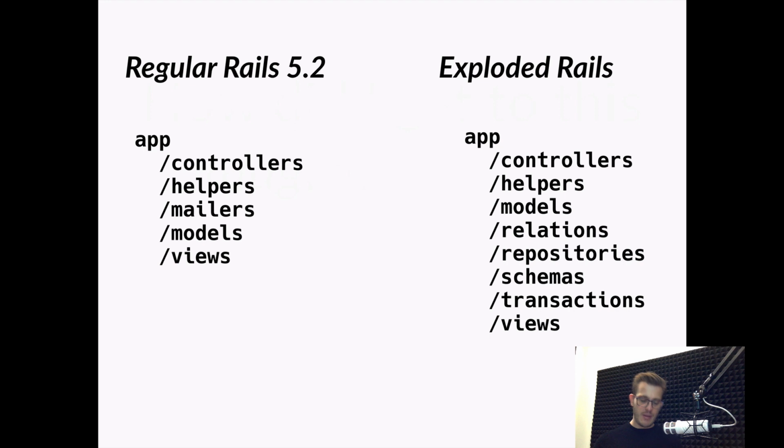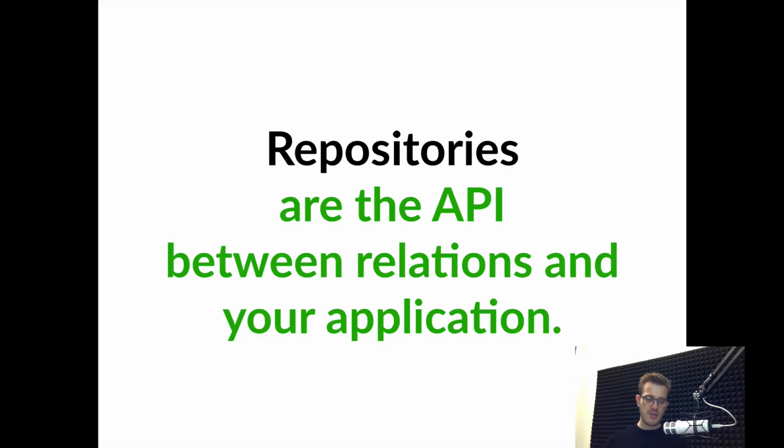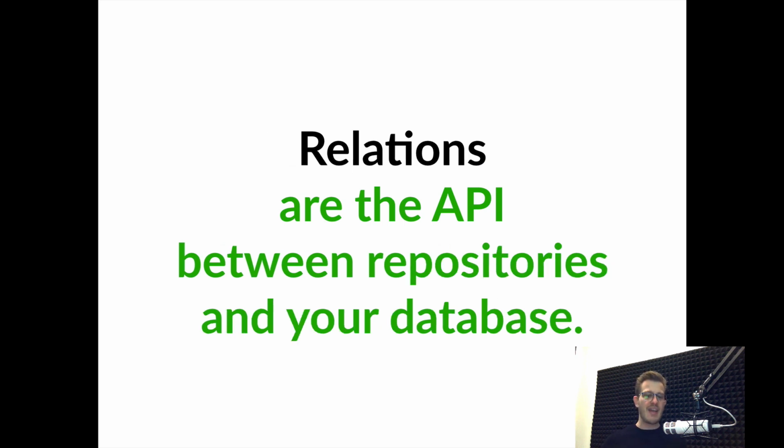I want to start with the repositories one. The repositories are the API between relations and your application. Now, you might be wondering, what the hell are relations? Well, relations are the API between your repositories and your database. When you have some gnarly queries in your model, relations are the class that you should move them out to. Relations are great at providing a container for all those gnarly queries that you might have in your model and messing that up. Scopes go in your relations.